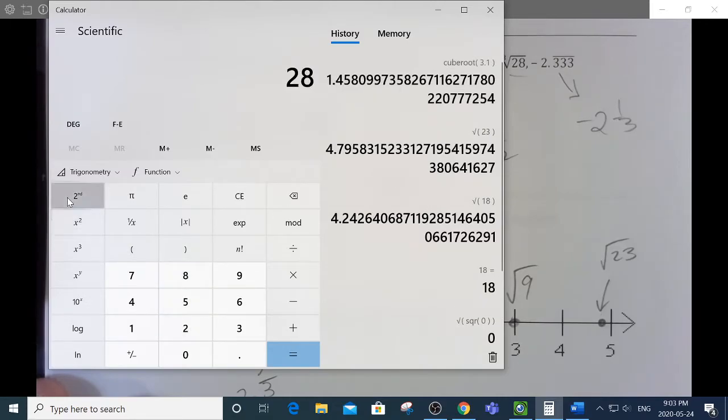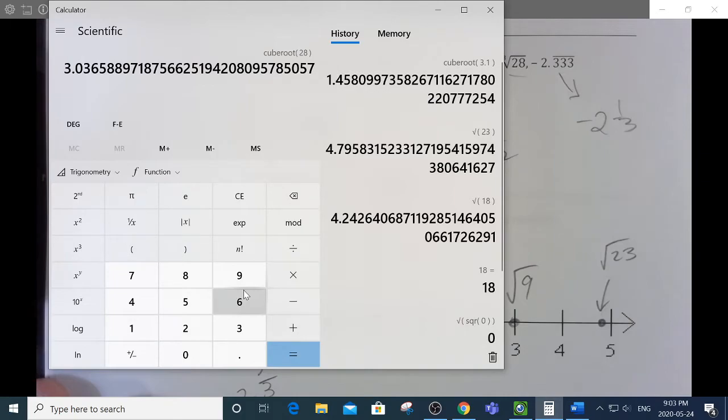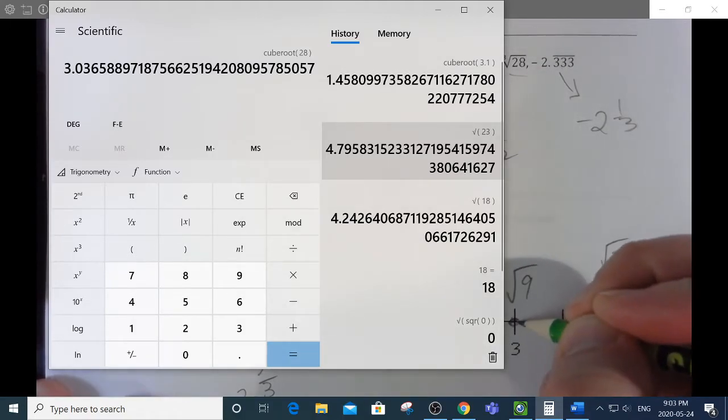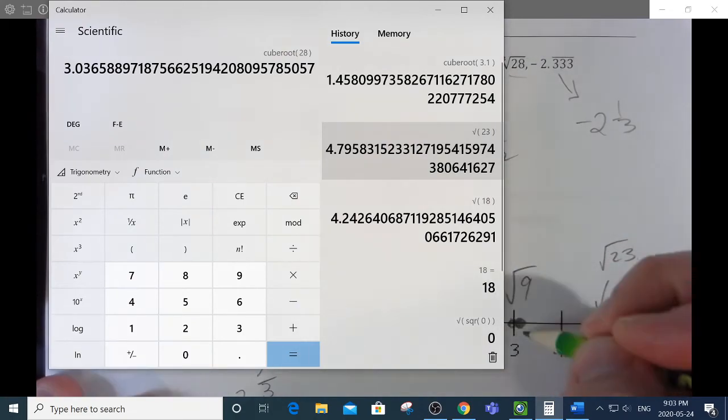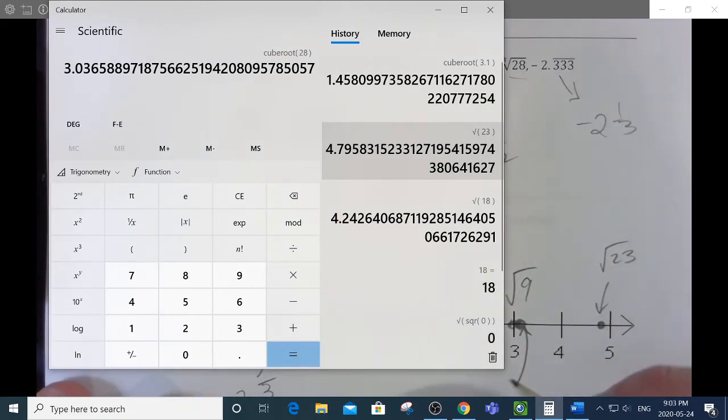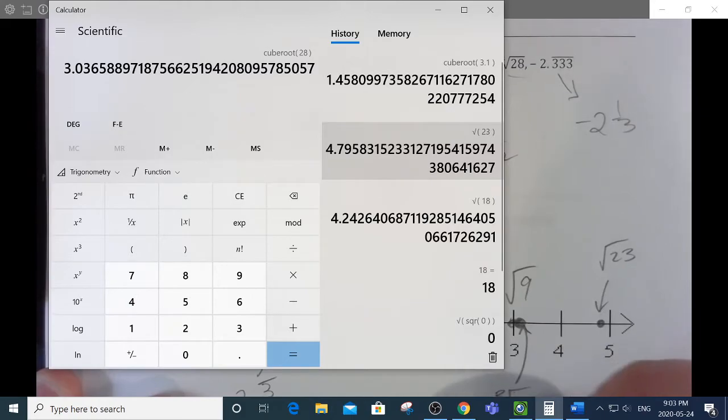Let's try that again. 28, second function cube root. And there we go. Like I said, it was 3.0. I guess 3.05. I was off by 2/100ths again. So it's 3.03, which is going to be really close. That'd be so close to here, you'd have a hard time telling them apart. And so that would be my cube root of 28.